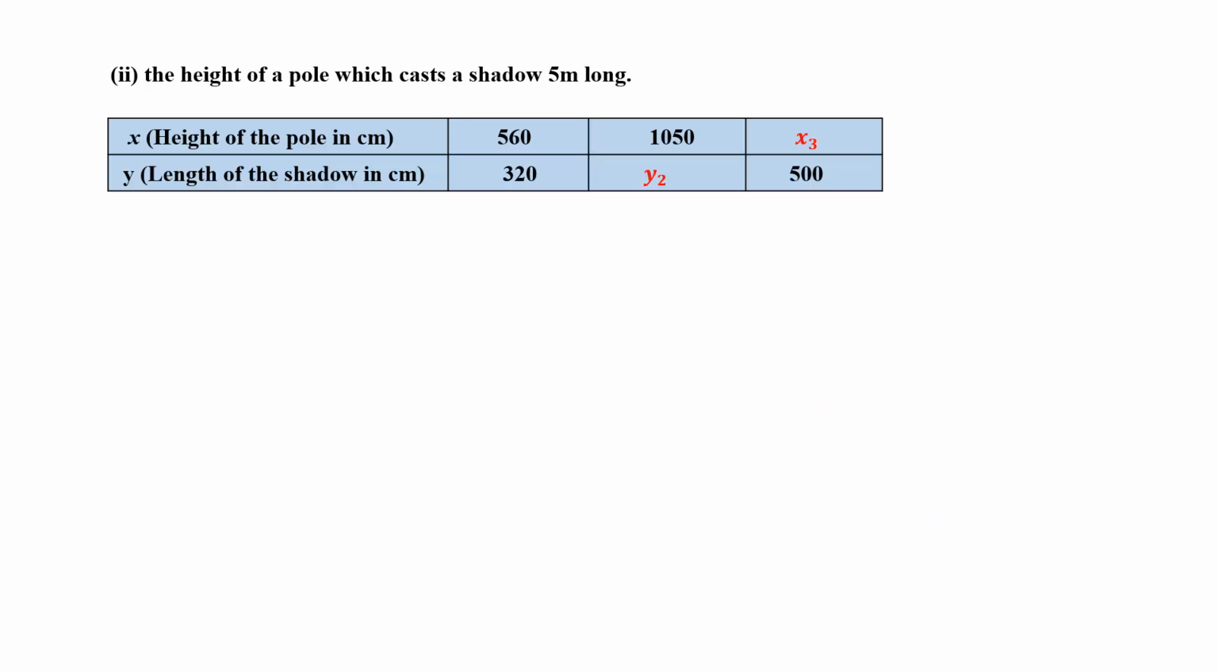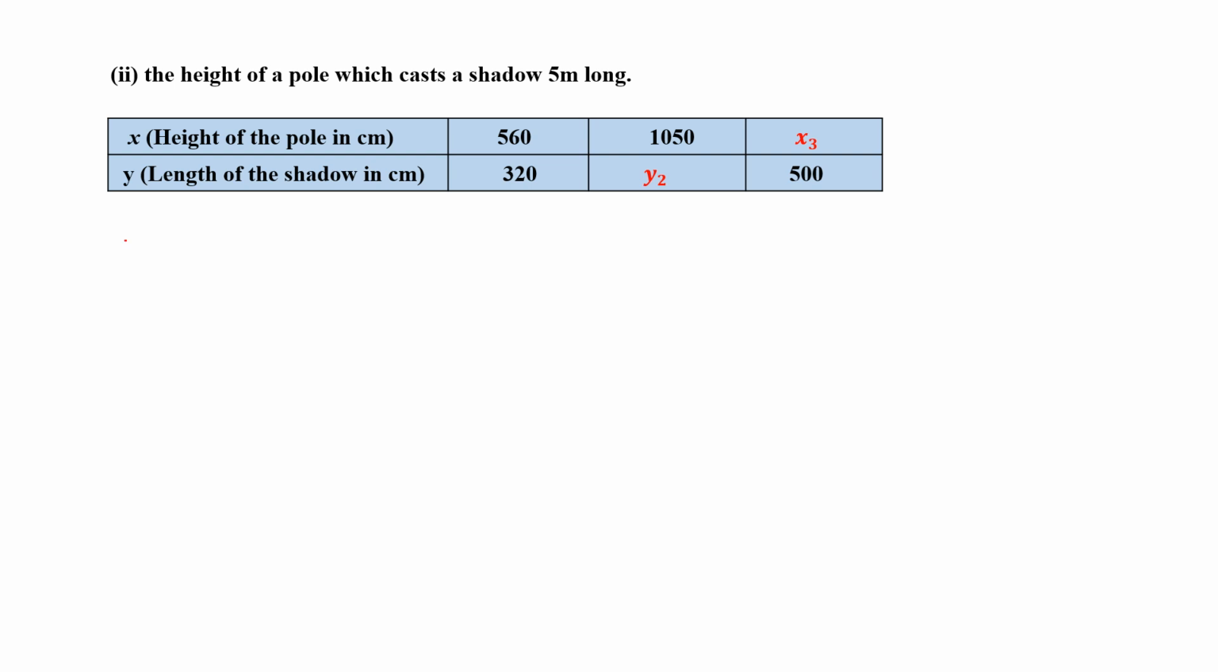Now let's solve the second part of it. Here you have to find the height of a pole which casts a shadow of 5 meter long, and 5 meter I have converted in centimeter, which is 500 centimeter. As we have already seen, this is a case of direct proportion, because as the height of the pole increases, the length of the shadow will also increase. And in direct proportion, the ratios will be constant.